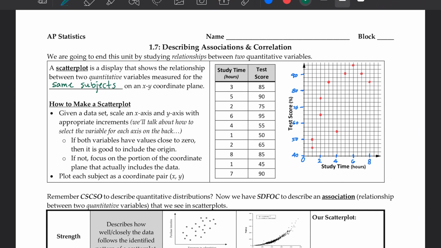If you're never quite sure, or if you're looking at the data and you have a lot of data, again, we don't actually make scatter plots a lot, but it happens sometimes. You can always use your calculator. Let me show you really quickly how you can use your calculator to make a scatter plot.